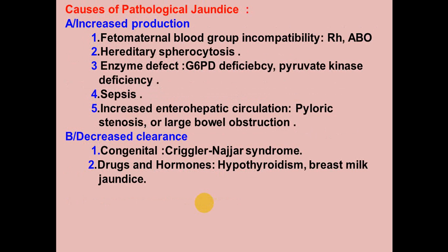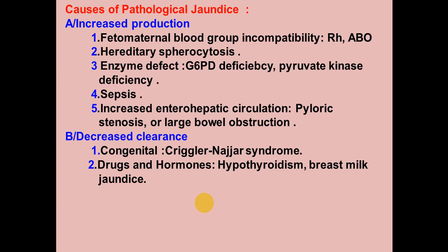The causes of pathological jaundice are, first, increased production of bilirubin, like in hemolysis, feto-maternal hemolysis, spherocytosis, or enzyme defects, and increased enterohepatic circulation, like in pyloric stenosis, intestinal obstruction, or septicemia. On the other hand, there may be decreased clearance of the bilirubin, like in Crigler-Najjar syndrome, in which there is a permanent deficiency of the glucuronidase enzyme.